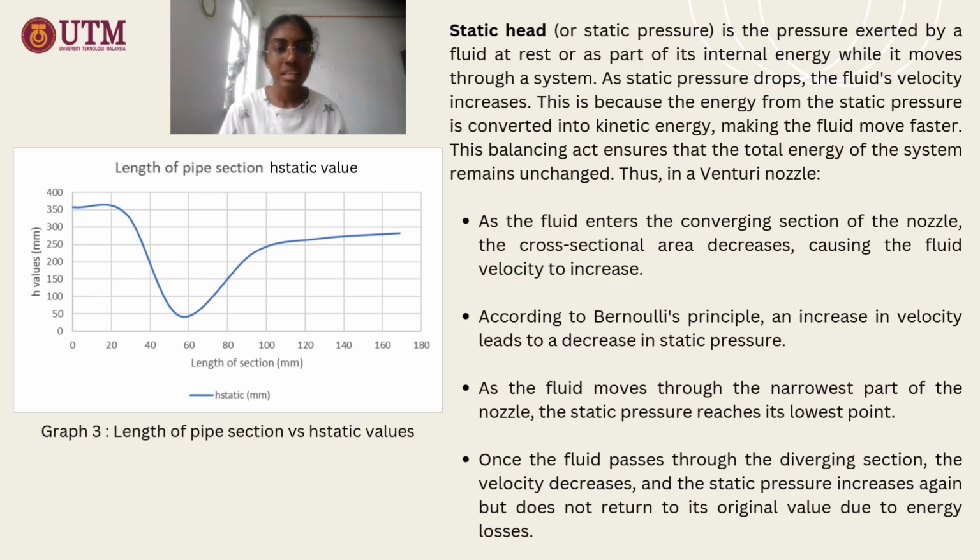Next is static head. The reason why the graph shows a decreasing trend is that when the area of the pipe decreases, the fluid velocity increases. Static pressure is converted into kinetic energy to make the fluid move faster. That's why the static pressure decreases. So the lowest part of the graph shows that the fluid moves through the narrowest part of the nozzle. So it consumes a high amount of kinetic energy and the static pressure drops. Then pressure increases back as the area increases, but did not reach its initial value due to energy losses.